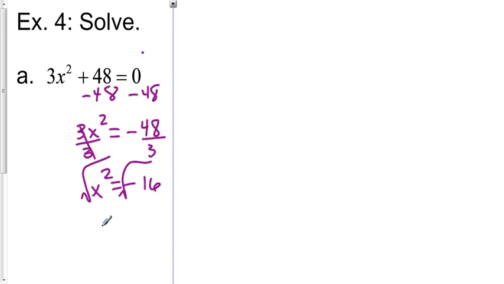The square root of x squared is just x, so that's good. But over here, the square root of -16, it's the square root of a negative, so I know i is part of my answer. The square root of 16 is 4, so this has got to be 4i. Now, anytime you're taking the square root, you're going to put a plus or minus in front of it, so x equals plus or minus 4i.